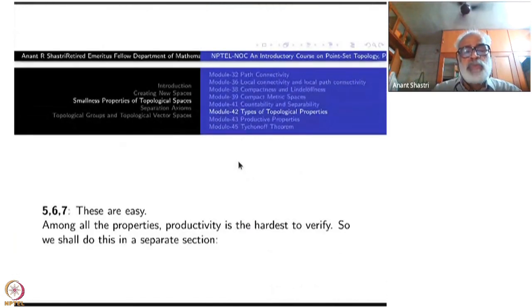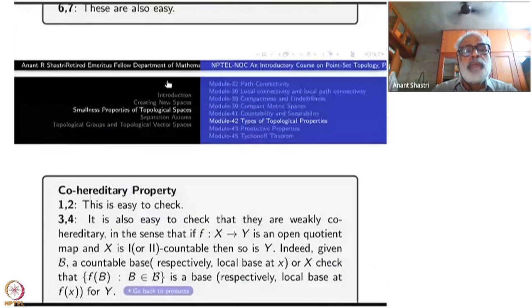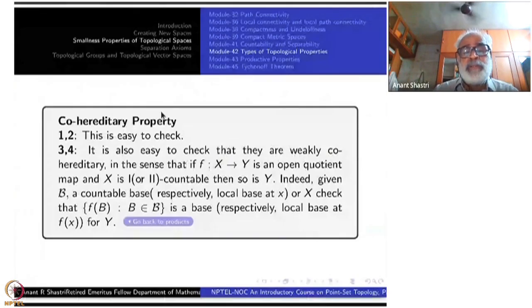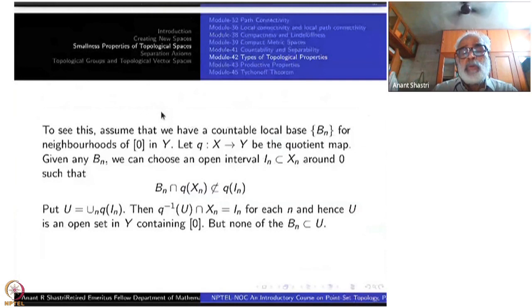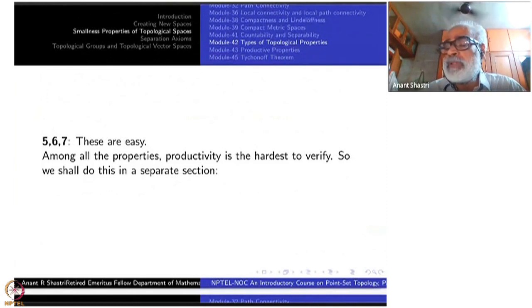Once again, 5, 6, 7. What are they? Separability and path connectivity, right? So separability is easily seen to be now co-hereditary. You see, it was not hereditary, but it's co-hereditary. Why? Take a countable set which is dense, go to the quotient, take the image, that will be also a countable set. Claim is that is dense.